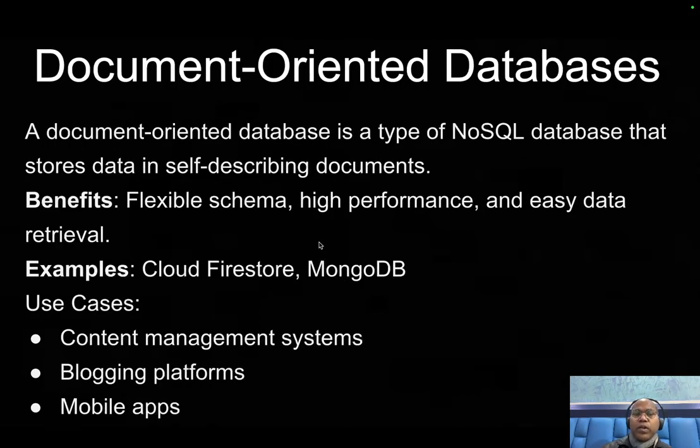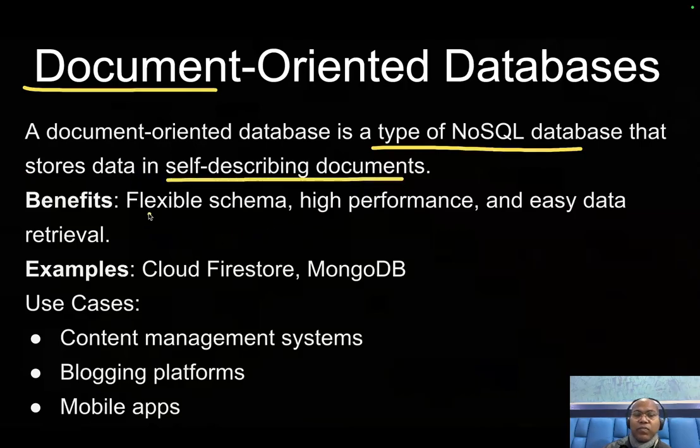And sometimes your application requires storing some kind of document database. Those documents can contain the complete description of your data, not just one value. So here we can say the document database is again a NoSQL kind of database that stores self-describing documents. These have a very flexible schema, high performance, and easy data retrieval. If you talk about MongoDB, similarly in Google you can use Cloud Firestore. Generally, these are document databases.